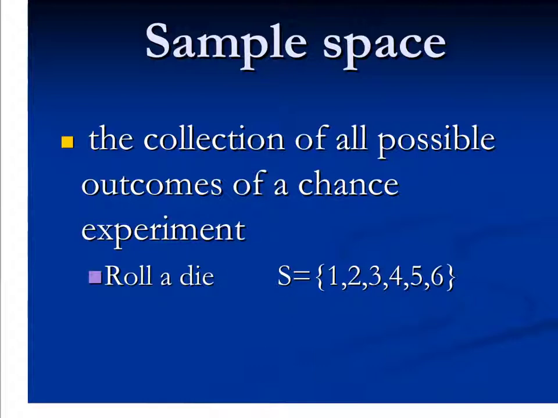The first is sample space. That is the collection of all possible outcomes of a chance experiment. So for example, if I were going to roll a die, then my possible outcomes would be either I'd roll a 1, a 2, a 3, a 4, a 5, or a 6. So this represents all of the things that I might roll if I were to roll that die.